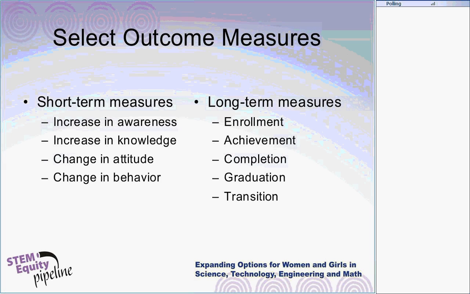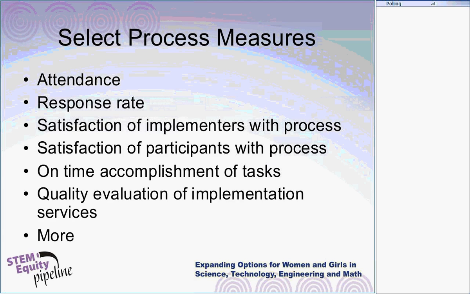So remember, 1,000 people showing up at your Saturday activity and we all had a good time is really not a measure of an outcome. It's a measure of process. So process measures might be things like attendance, the response rate to a survey, for example, or to an invitation, the satisfaction of the implementers with the process. Were we happy with how things went? Or the satisfaction of the participants with the process. Were they happy with how things went, satisfied with the speakers they heard?